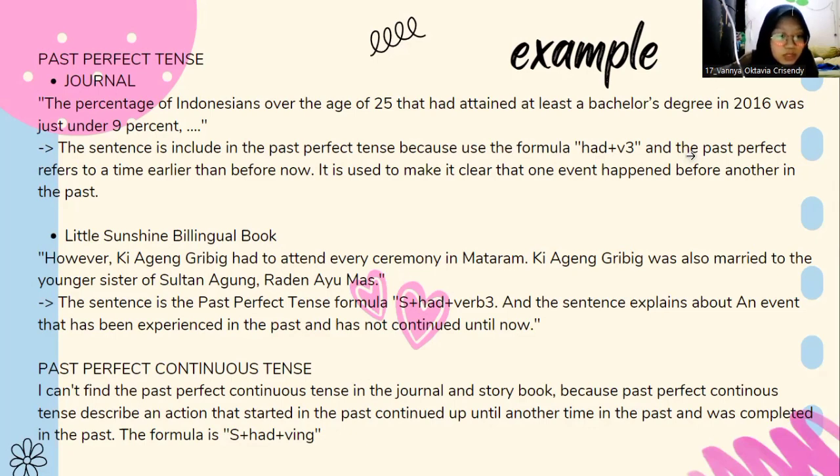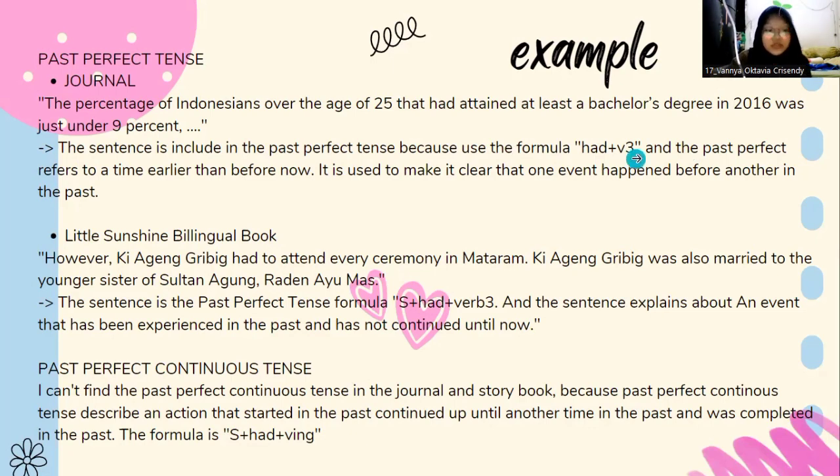From Little Sunshine Bilingual: "However, Ki Ageng Gribi had to attend every ceremony in Mataram. Ki Ageng Gribi was also married to the younger sister of Sultan Agung, Raden Ayumas." The sentence is in the past perfect tense formula, subject plus had plus verb 3, and the sentence explains an event that was experienced in the past and has not continued until now.